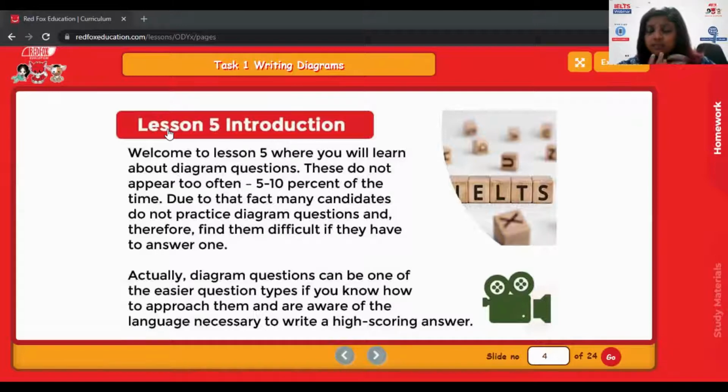And this is why. This diagram type is very, very uncommon to see in your IELTS exam, so many of them don't prepare for it. When they receive it, they get confused and are not sure how to go about it. So it is important that you prepare for this as well.